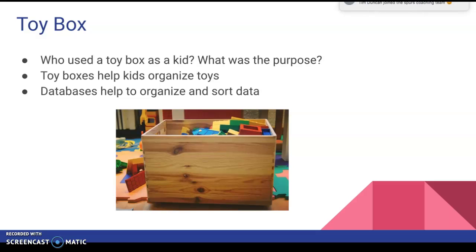So first we're going to start out with talking about a toy box. Who used a toy box as a kid and what was the purpose? Well, toy boxes help organize toys, right? So that they're not scattered across the floor and people are stepping on them and getting hurt. So in the same way, databases help to organize and sort data.